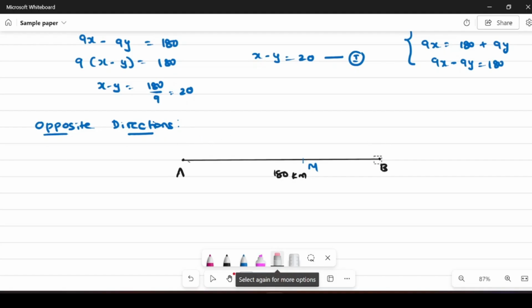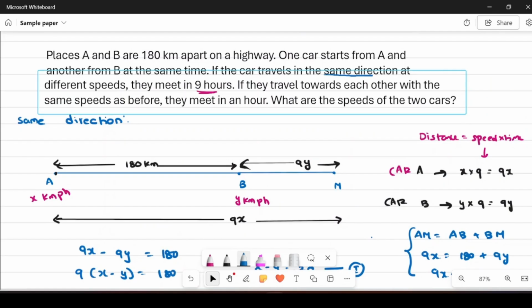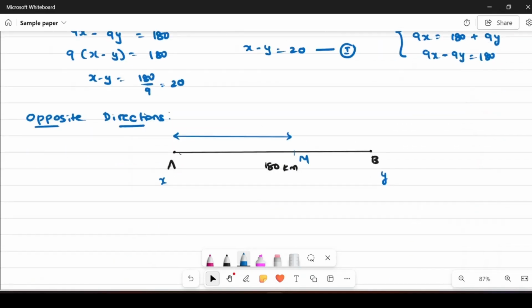Now again, A is going with x kilometers per hour and B is going with y kilometers per hour. We need to see what is the distance that A takes to reach M. What is the distance to be covered by A to reach point M? So again, distance is equal to speed into time, and here in the question it is given that when they travel towards each other with the same speeds as before, they meet in 1 hour. That means the time taken for A to reach point M is 1 hour. The speed is x, so x into 1 is x kilometers itself, right?